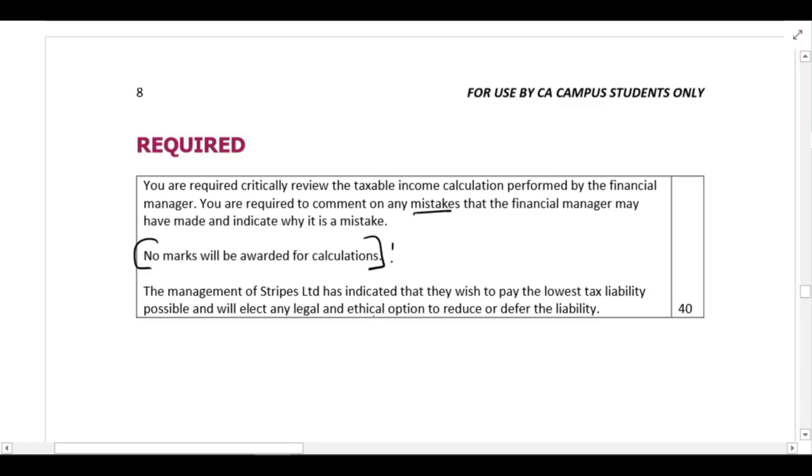That's important here. And the management of Stripes Limited has indicated that they wish to pay the lowest tax liability possible and will elect any legal and ethical option to reduce or defer the liability. Now that's also quite important because it means that there are some areas in the question where they can claim a bigger allowance or a quicker allowance or an accelerated allowance, they will do so.